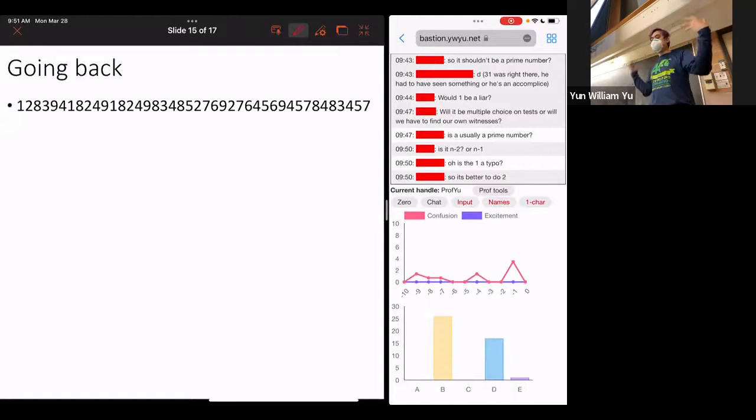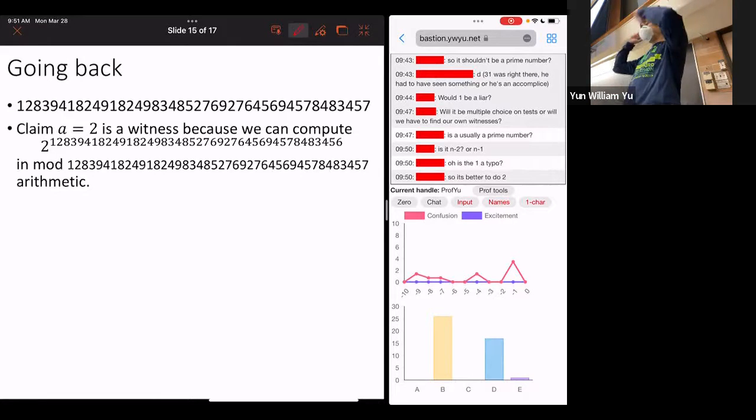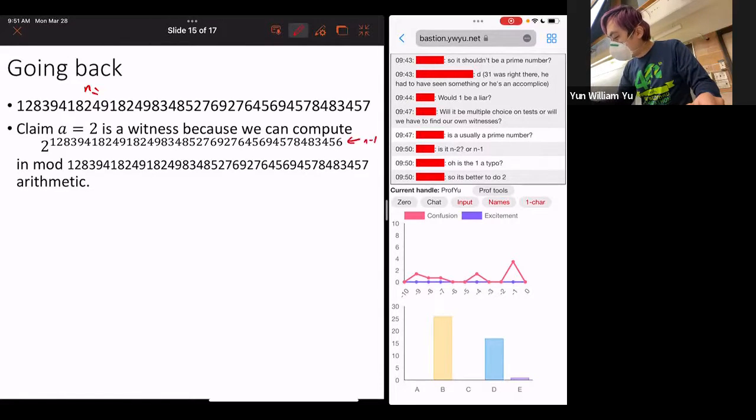We have this big ugly number, right? I'm going to claim that 2 is a witness. And yes, computing 2 to this power in mod this. So notice that if this is n, this here is n minus 1, and this here is n. Notice that one of them ends in 6 and the other ends in 7. So be clear that these are 2 different numbers. So 2 to the n minus 1 in mod n arithmetic.